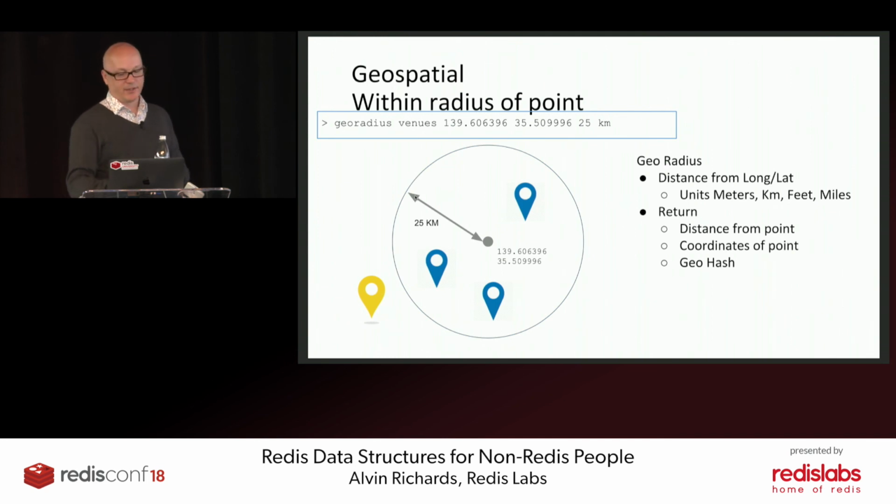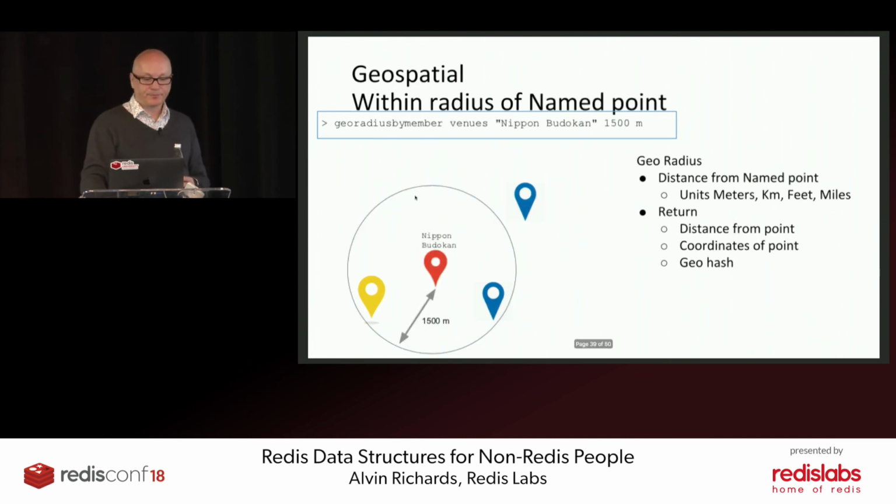I can do a geo-radius. I can say, tell me all the other named points that are within 25 kilometers of this particular point. It could be 25 feet, 25 miles. You can specify the type of unit as well. And so that's going to return me everything within that radius. I can also do radius by member, so I can say, show me everything that's within 1,500 meters of Nippon Budokan. So you don't have to do it just by point, you can do it by the object's names in their own right. And so that will give me a proximity search like that.